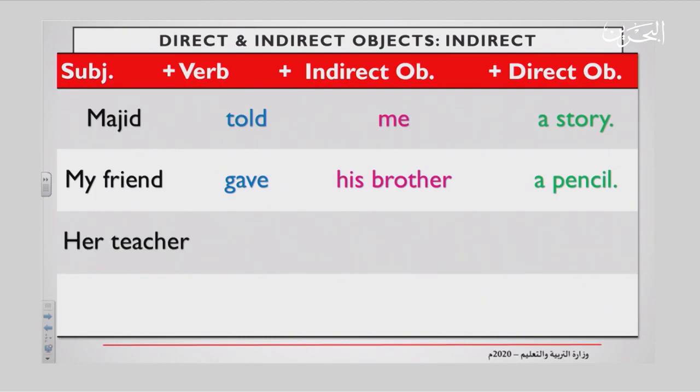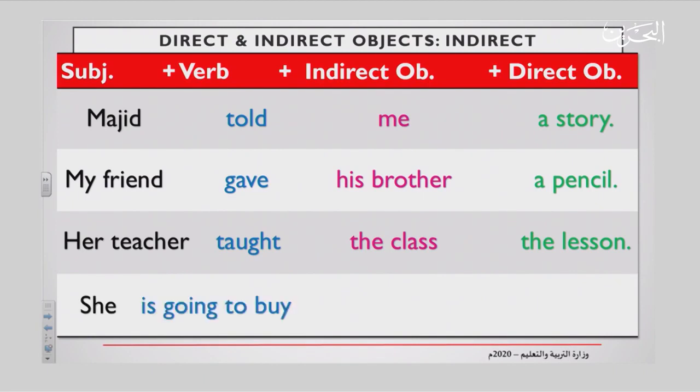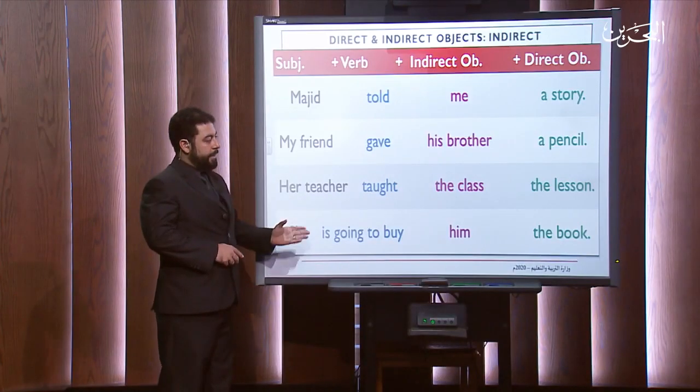A third example. Her teacher taught the class the lesson. Fourth one, she is going to buy, all of this is a verb, him the book. She's going to buy him a book. So, take a look at these.